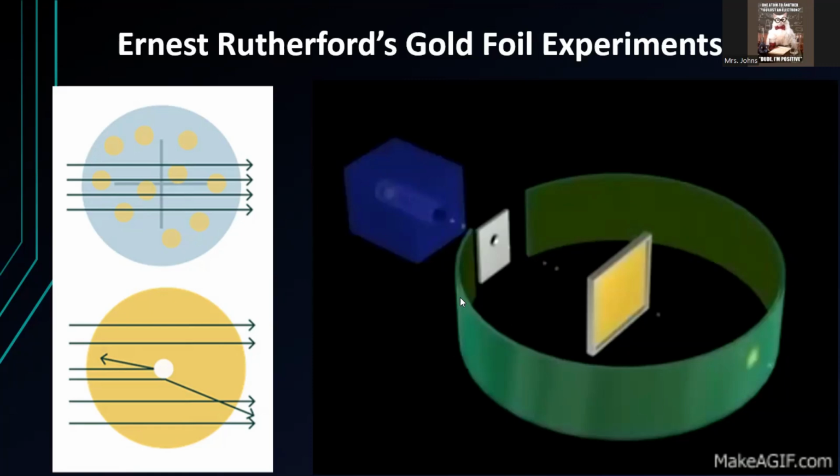So that showed that that model didn't really work very well. They were getting large angle rebounds. That suggested that there was something hard and concentrated in the center, which they later guessed is the nucleus. So there's lots of space in here where the particles can go through, but then there's one hard core in the middle, and if a particle hit that part, it bounced back.